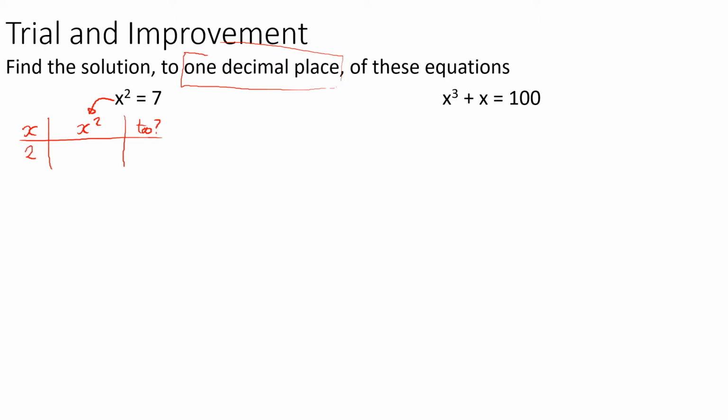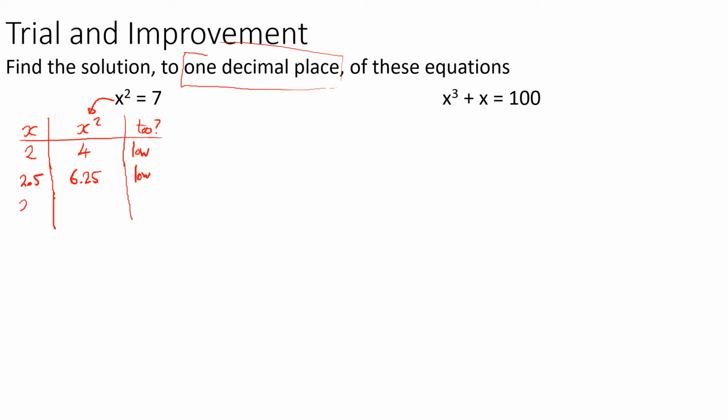Let's try 2. 2 squared is 4. But we don't want to get 4, we want to get 7. So 4 is too low. Okay, we're started. So that means we want to try something bigger. Let's try 2.5. The answer does talk about going to one decimal place, so this is fine. If we square 2.5, we get 6.25. That's still too low, but it's getting closer.